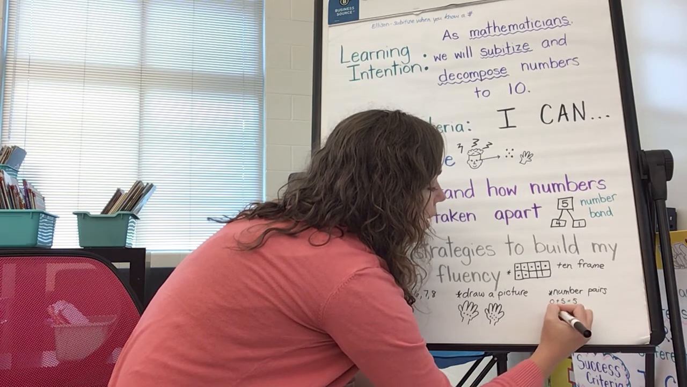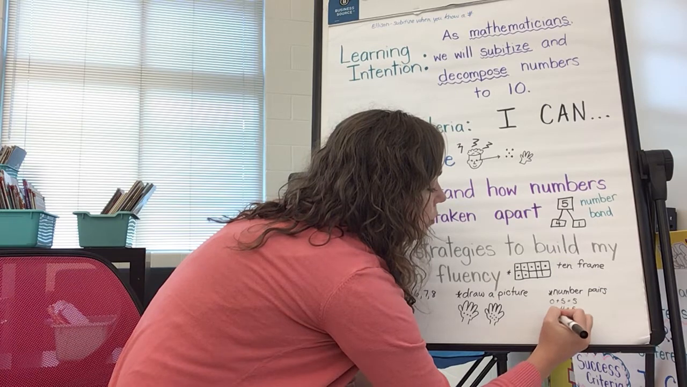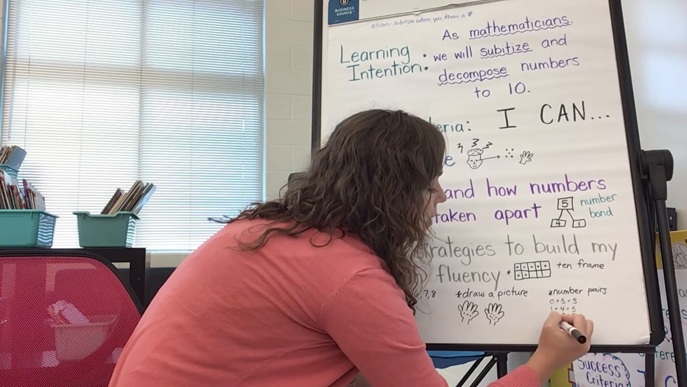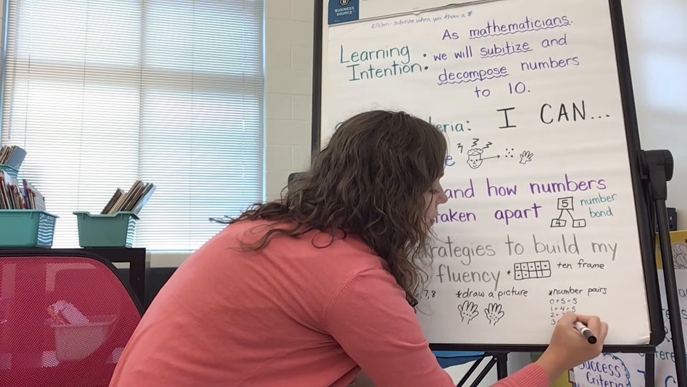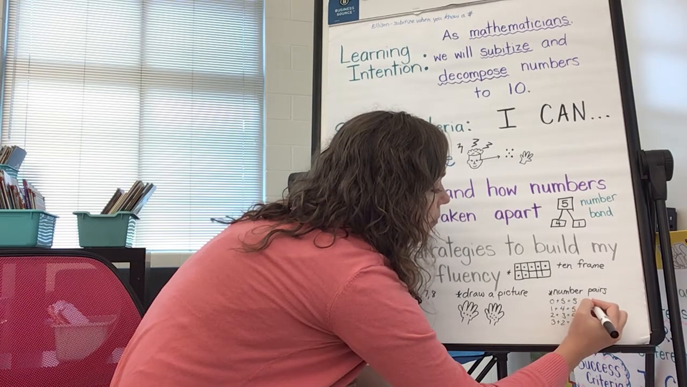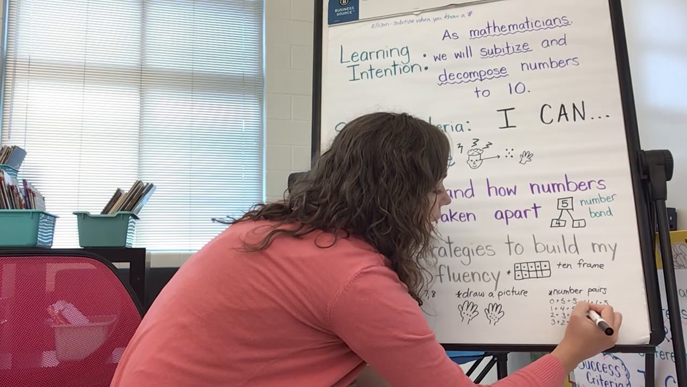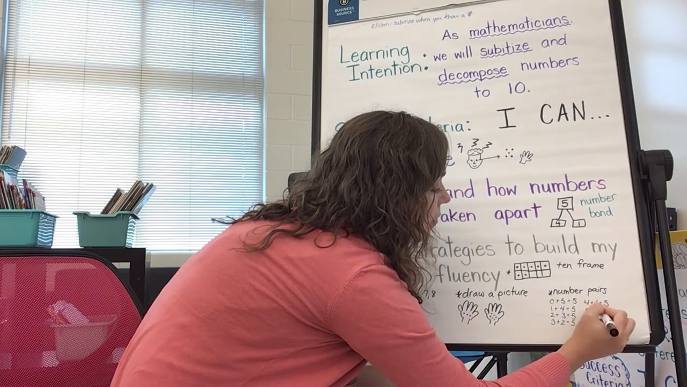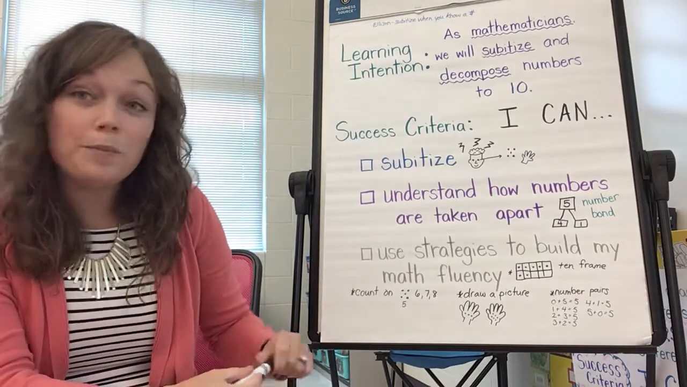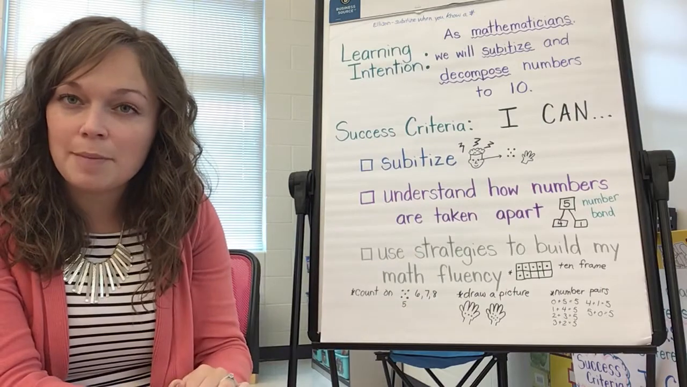I'm going to write 1 plus 4 equals 5. 2 plus 3 equals 5. 3 plus 2 equals 5. Let's see, reverse it. 4 plus 1 equals 5. And 5 plus 0 equals 5. So all of these number partners, or our number pairs, and remembering them will help us build that math fluency and get better at math.